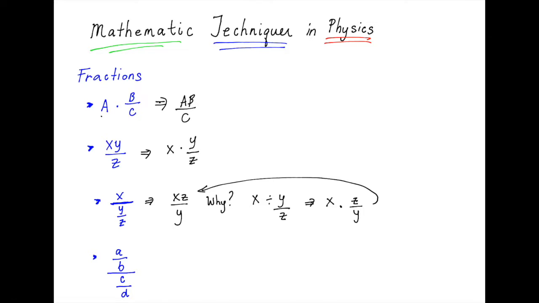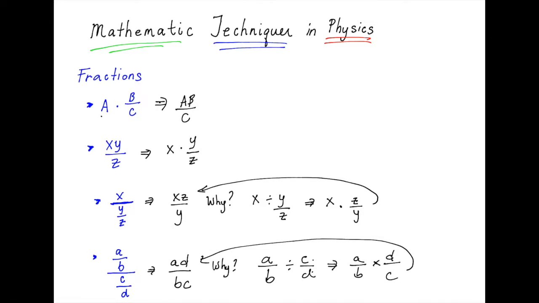Now, how about this one? A over B divided by C over D. This is just the same as AD over BC. Next, the question is why? Simply because we apply our basic rule: A over B divided by C over D, and therefore we have here A over B times the reciprocal of C over D, and that is D over C. And that makes AD over BC.